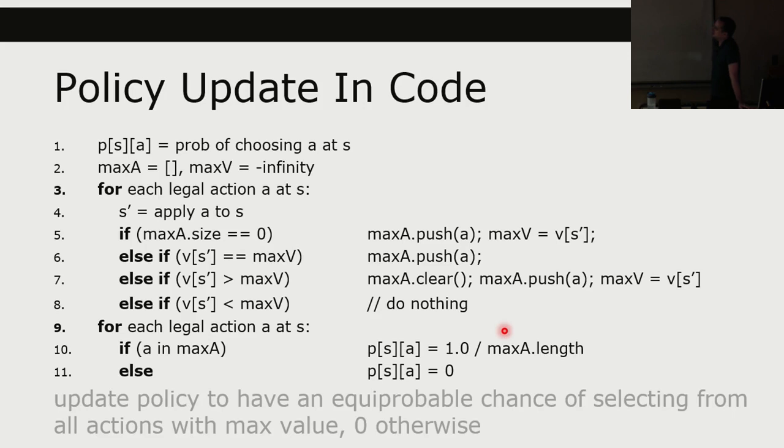So what this says is look at the values of all the neighboring states and update the policy to have an equiprobable chance of selecting all actions with the max value, or if it's not a maximum value, it's 0.